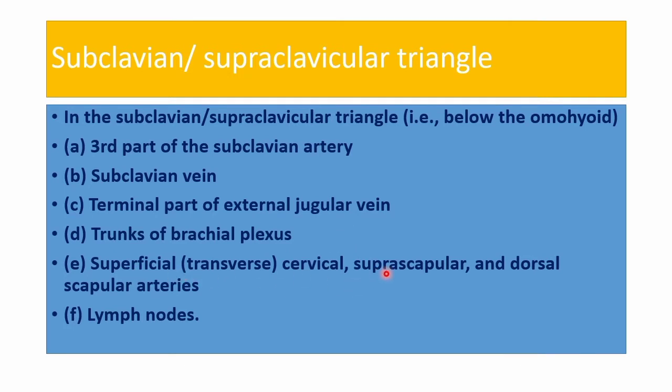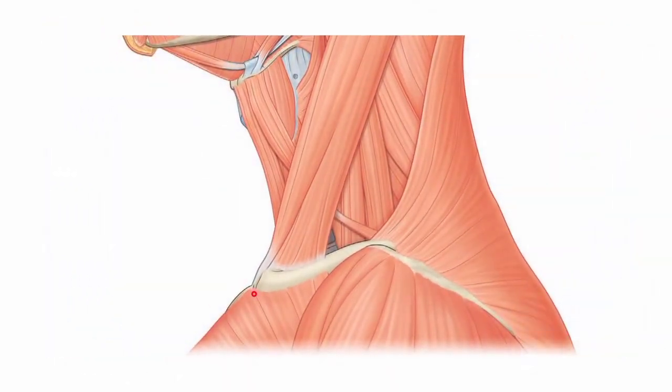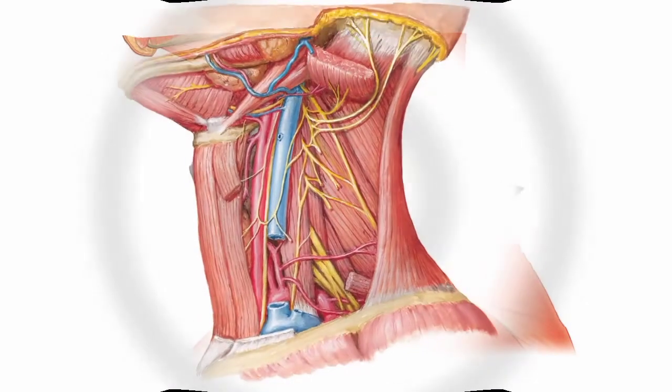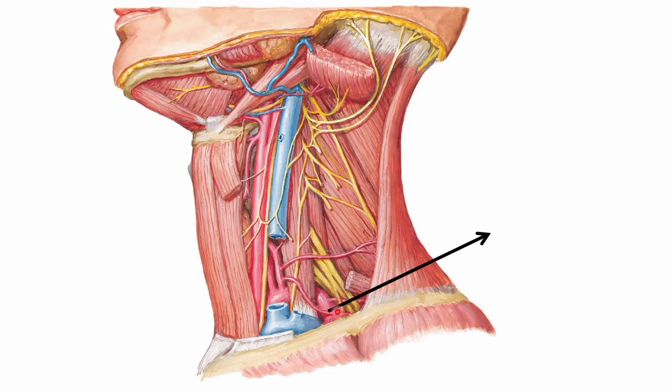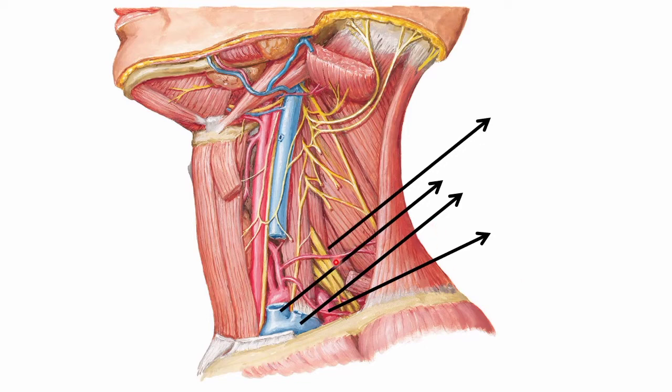The superficial cervical, suprascapular, and dorsal scapular arteries are also contents of the subclavian triangle, and also the lymph nodes. Let me show you all the contents. Yes, here we can identify the subclavian triangle. The contents are the third part of the subclavian artery, the subclavian vein, the trunks of the brachial plexus, and the transcervical artery. These are the structures present in the subclavian triangle.